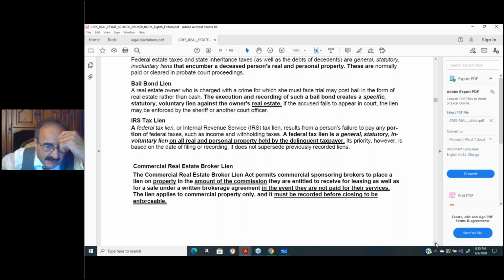Commercial Real Estate Broker Lien Act. Now, if you're not paid your commission, the sponsoring broker can file a lien against that commercial property in order to make sure they get paid their commission. They cannot do this on residential. If you don't get paid your commission on residential property, the sponsoring broker has to file a lawsuit against the owner, not the property. But on commercial property, you can file a lien against the property. And that is the end of chapter 5.